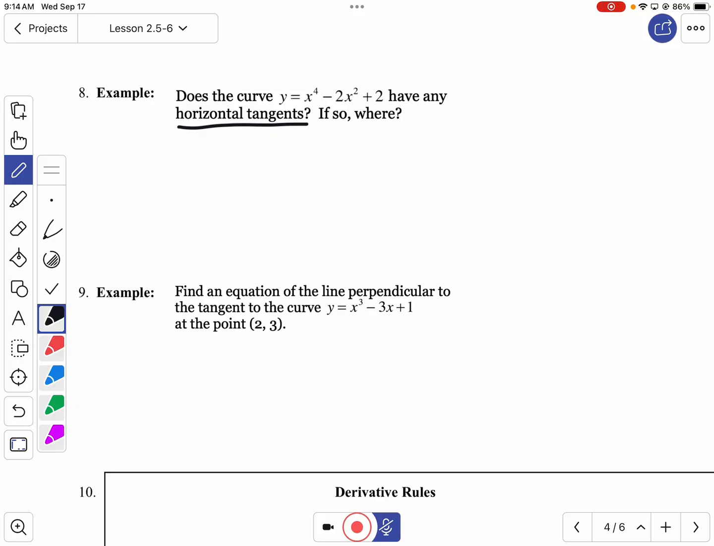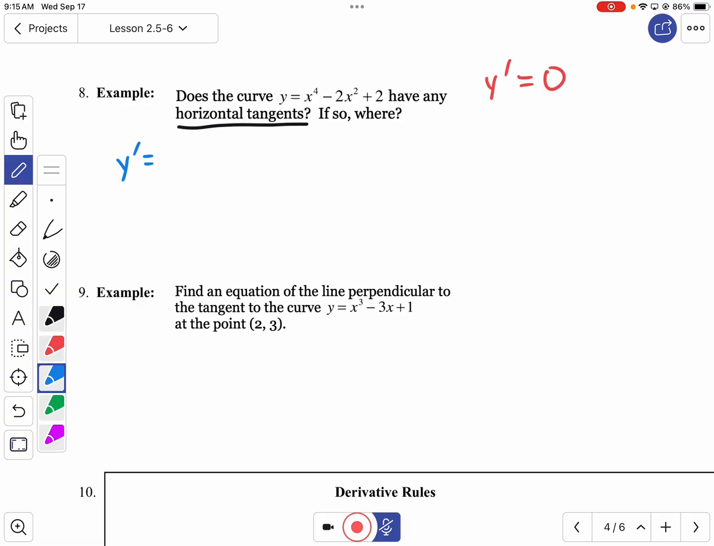Okay, if I'm horizontal, touching the graph horizontal, what does that mean my slope is? 0. Okay, so what I'm looking for is where is y prime equal to 0? That's what this question's asking me to do. Okay, where is y prime equal to 0? So what would be a good first step? Find the derivative. Yeah, let's find the derivative. We need y prime. So y prime, okay.